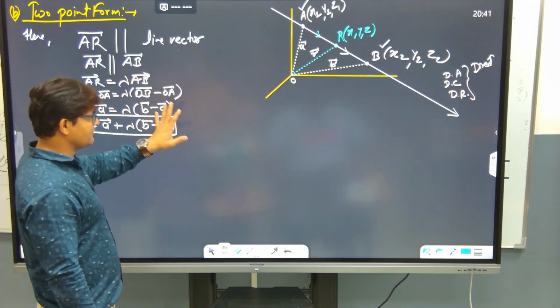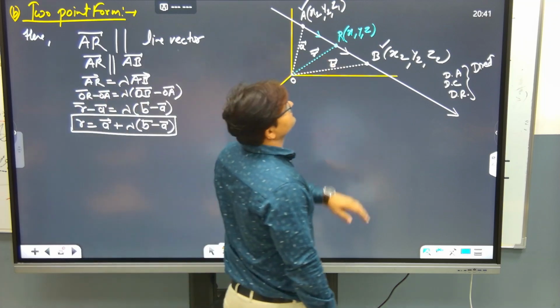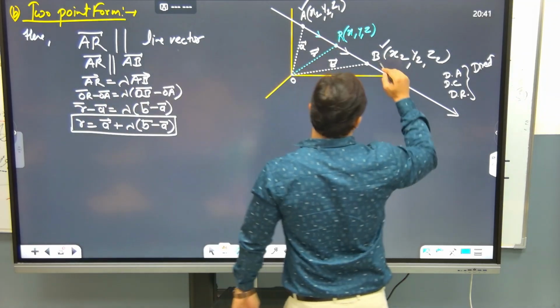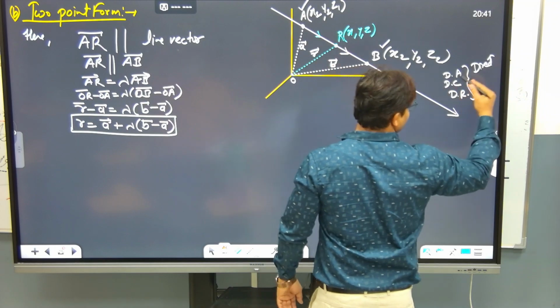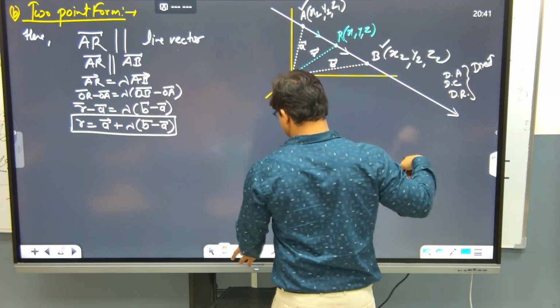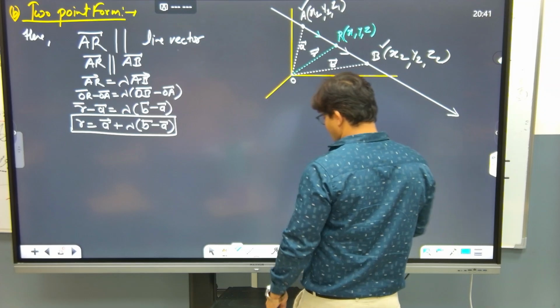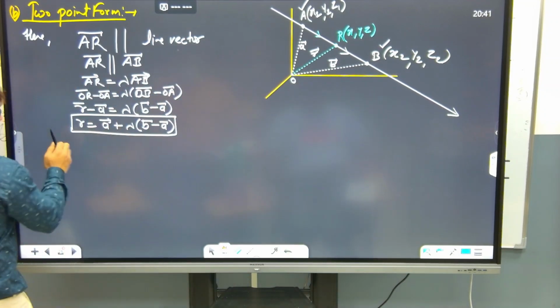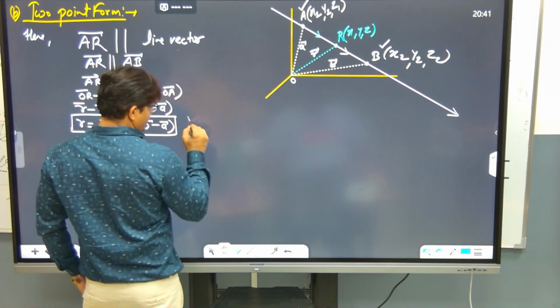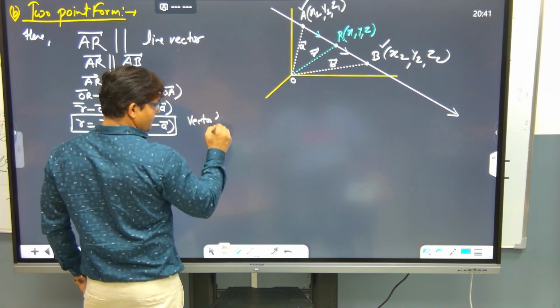Here a and b are both fixed points, so with the help of AB or BA, we can find the direction angle, direction cosine and direction ratio. Now, this is our vector form for two points.